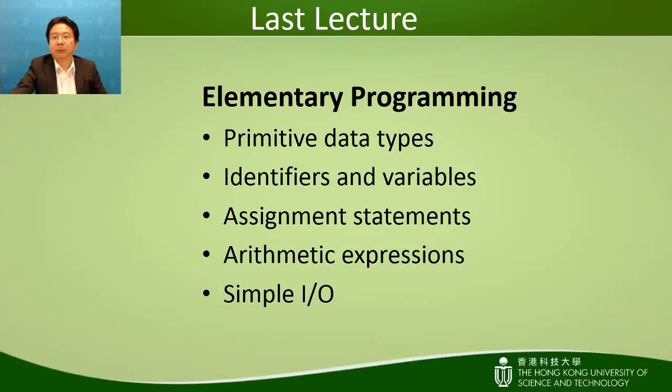We have covered some elementary programming concepts in the last lecture. We talked about rules for naming identifiers, and one important type of identifier is variable. A variable has a name and a type, which defines what type of value can be stored in the memory allocated for the variable. We talk about primitive data types, which are types that are built into Java.